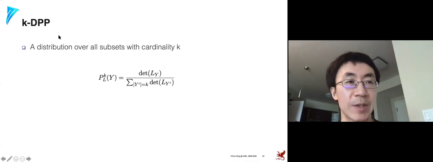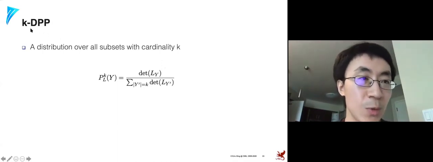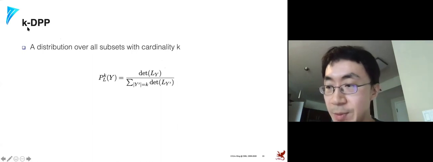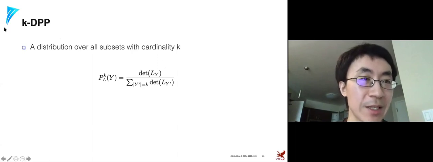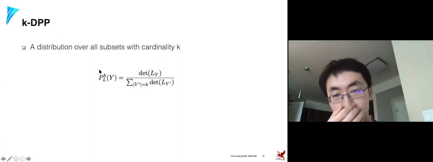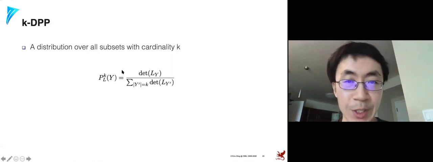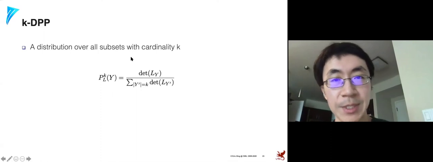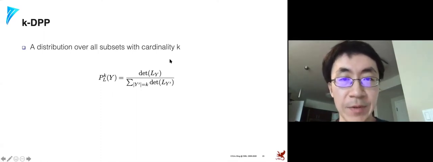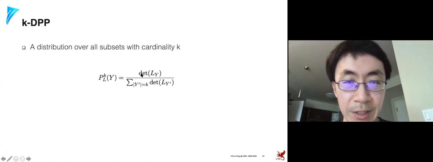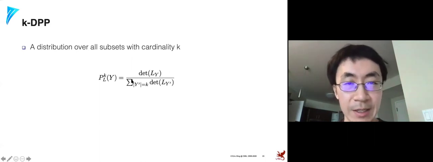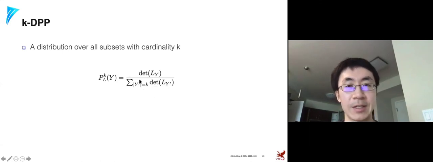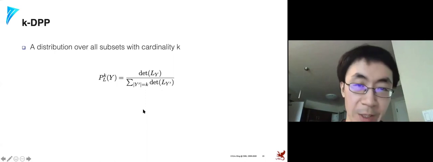And this is achieved by KDPP. The difference between KDPP and the vanilla DPP is that here we basically fix the cardinality over the subsets. And the distribution is very easy, right? We just pick up all the subsets which have cardinality of k and calculate this quantity, the determinant of this submatrix, for all these subsets. And the normalizer now would be the summation over all these determinants, right? This is a very trivial definition of KDPP.